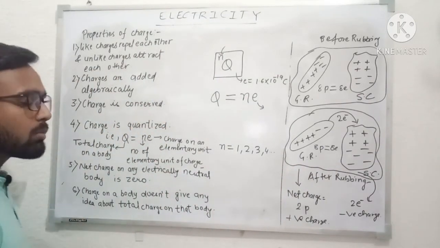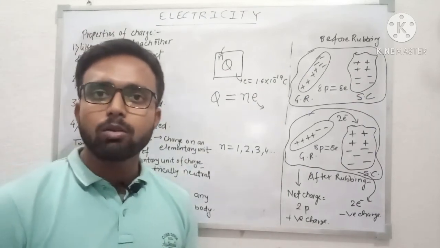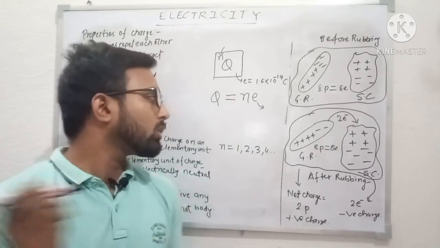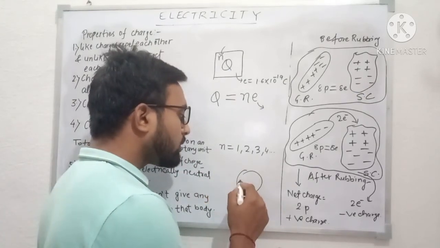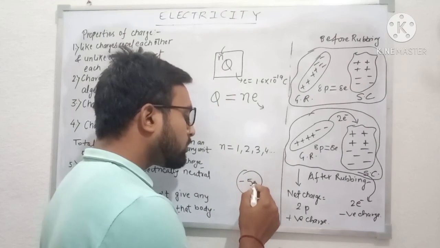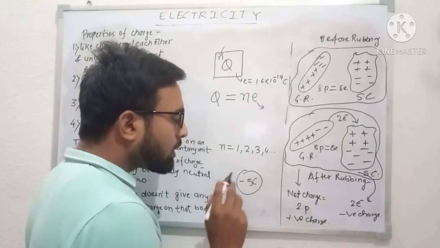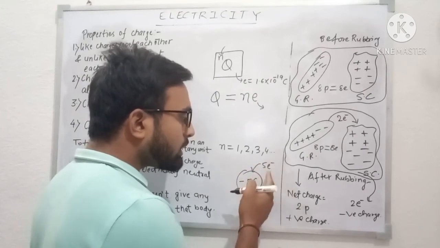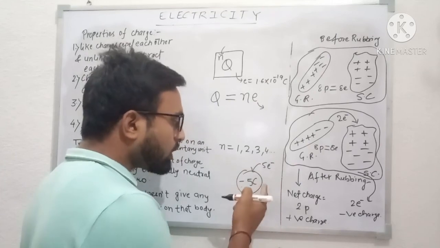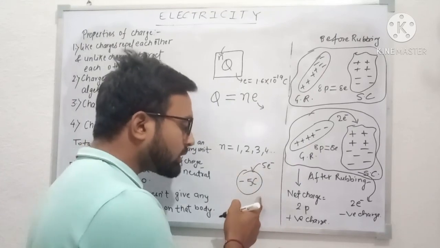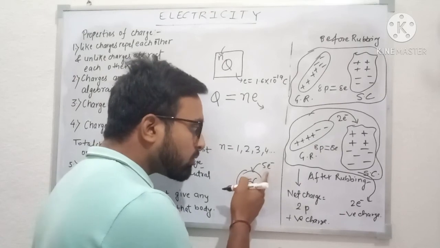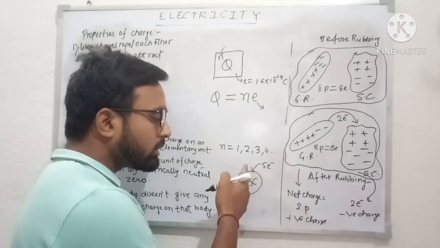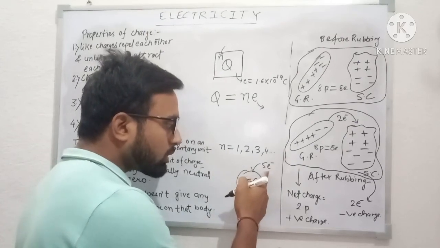The sixth point is that the charge on a body does not give any idea about the total charge that a body has. Suppose a body has minus 5 coulomb of charge. It means suppose it gains 5 electrons, but it does not give any idea about the total charge on this body. It just gives us the idea that this body has gained 5 electrons. It just gives the idea about the number of electrons gained by this body.